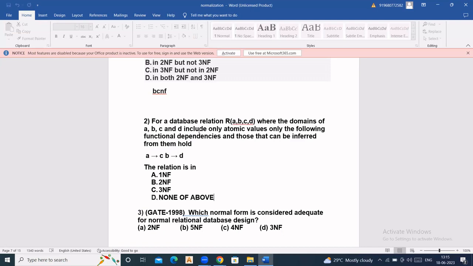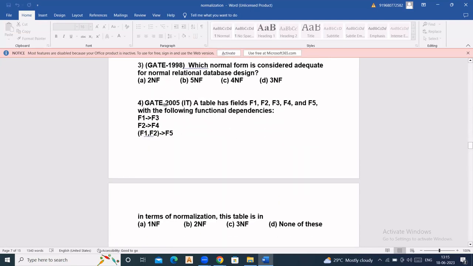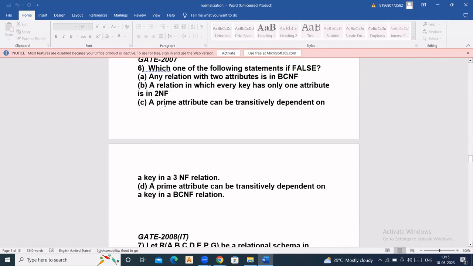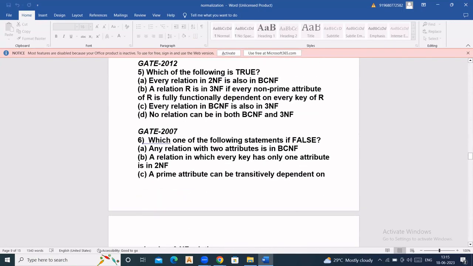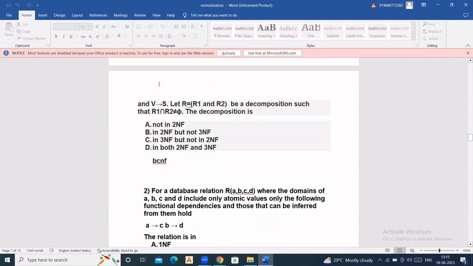What could the answer be? Ma'am, the answer is A, 1NF. Okay, now please write down where it is. No, I'll give you some points to write, and after that I'll teach you.